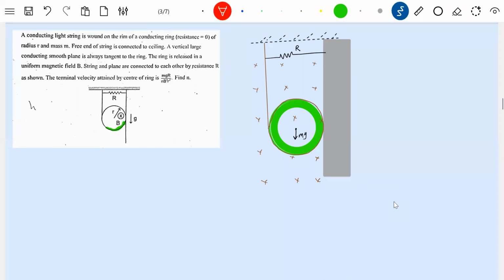First mg will act here. The string will become taut, so the tension in the string will set up a torque. It will have rotation, and also because mg will be greater than T, it will have linear motion. The terminal velocity attained by the center of the ring is the only question being asked here. But first of all, is it a motional EMF problem? Because the flux linking the ring is constant.